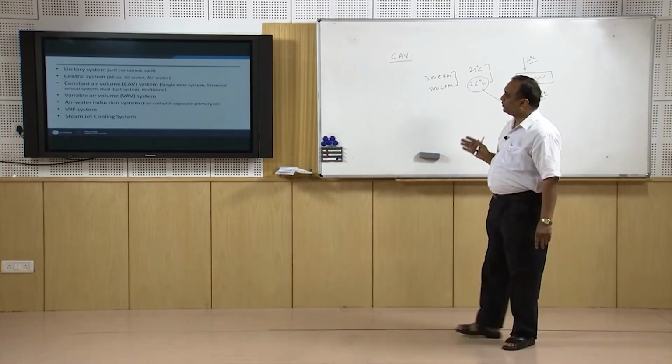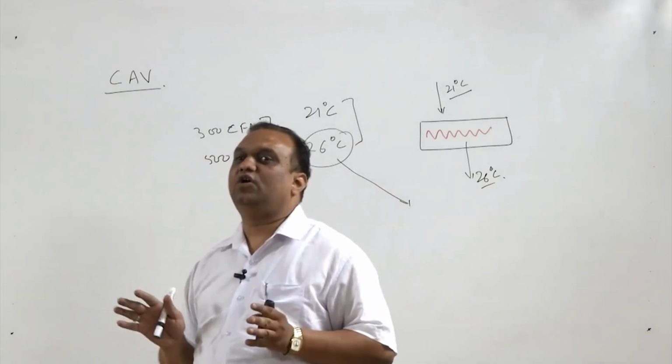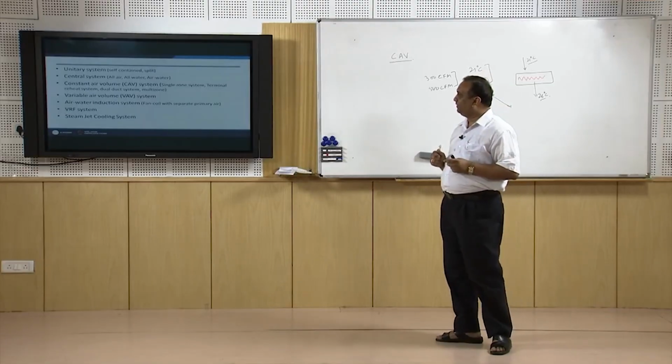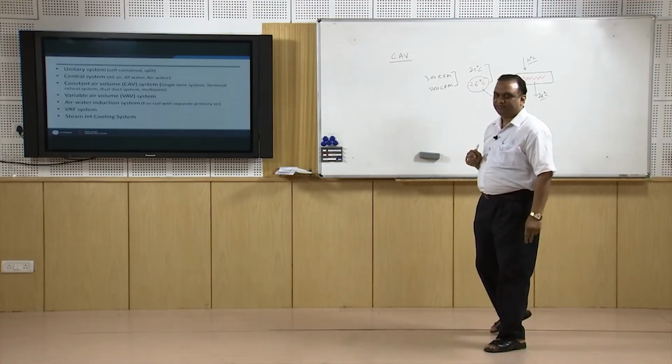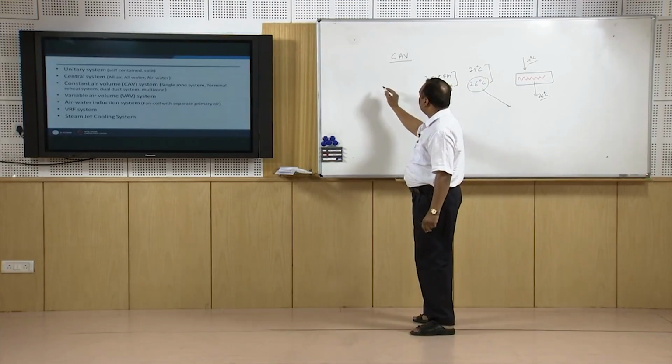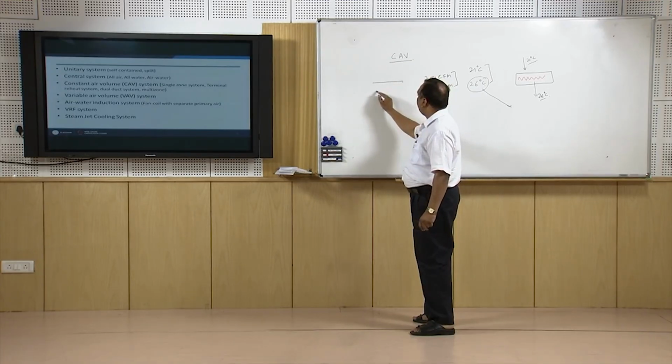So, in terminal reheat type of system, the heating of air takes place at the supply terminal. Now, dual duct system. The dual duct systems are normally very popular in the industries where air supply and return both ducts are provided. One is supply duct, another is return duct.